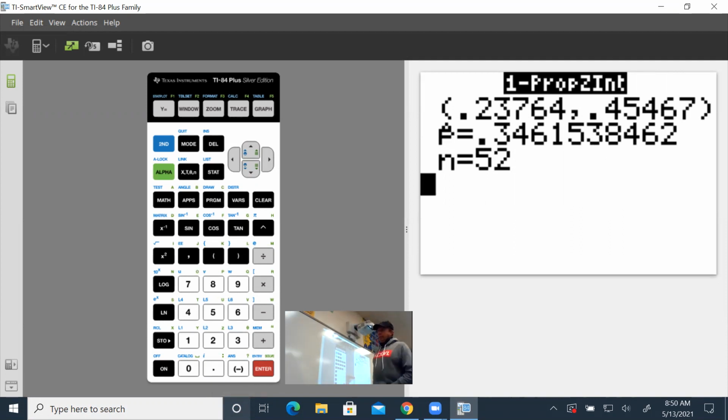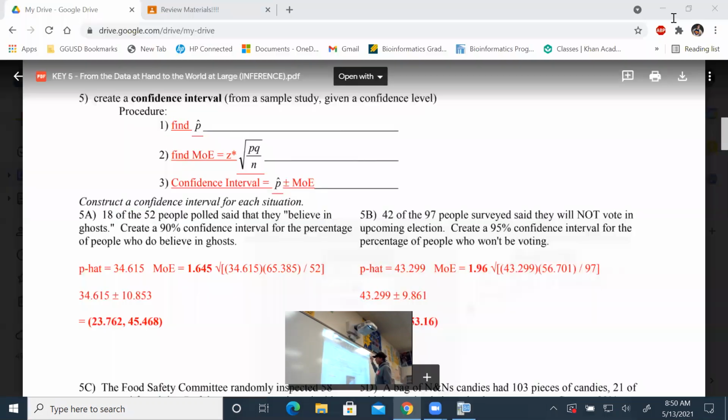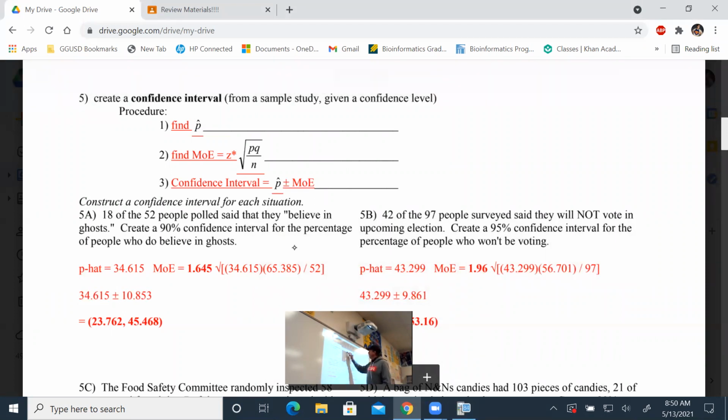So all that I taught you, you can do on a button on the calculator, but you want to be able to understand everything. So that's good. Okay, so let's do the next one. Okay, myself again.